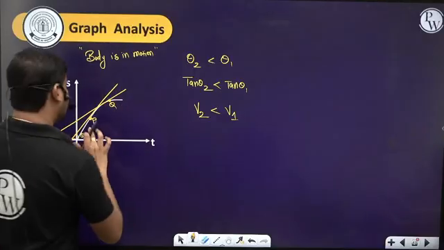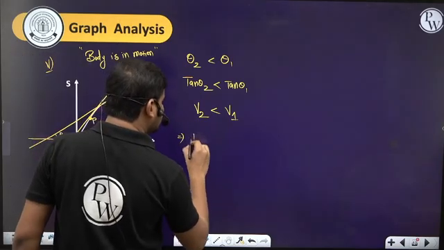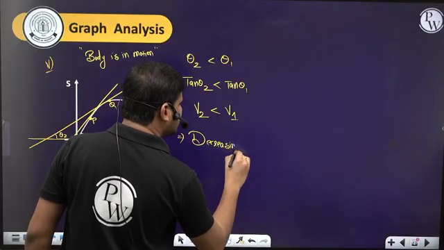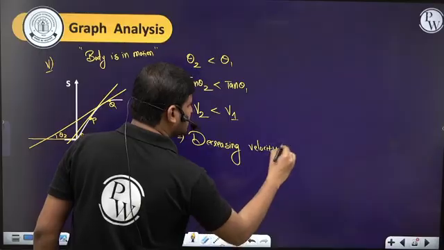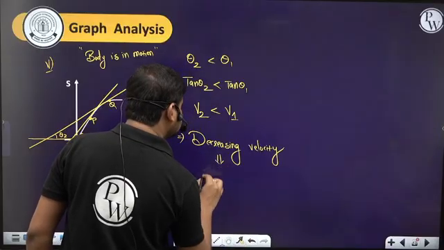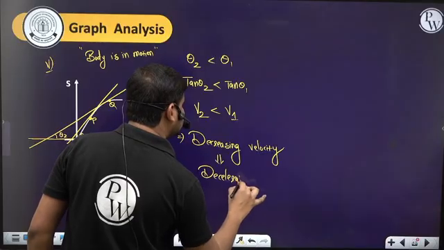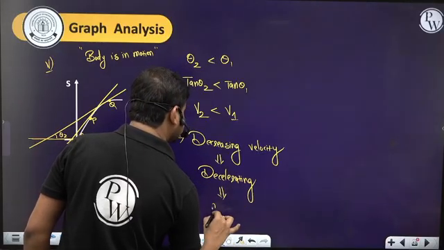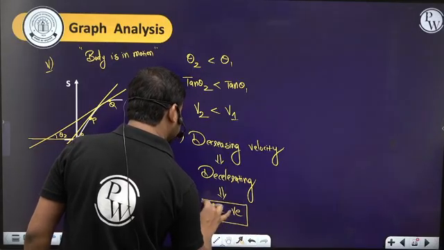Now, the velocity is decreasing. So the body is moving with decreasing velocity. So what does decreasing velocity mean? We can say that the body is decelerating, right? Which means its acceleration is negative, or the body is retarding, we say. So this acceleration is negative.